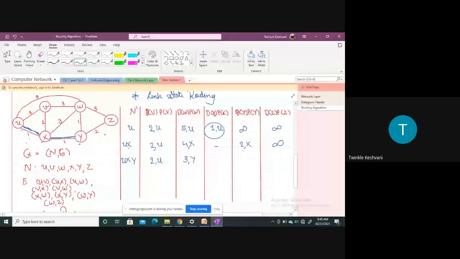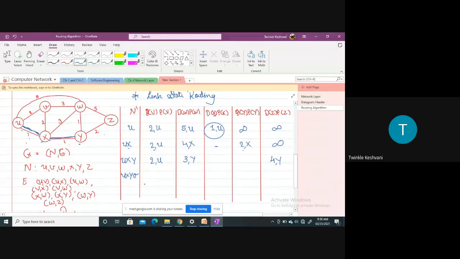So 4, and the predecessor node to reach z is y. So 4 and y, right? Now just observe this row and identify which one has the least cost. That is 2u, that is, v has the least cost. So v will be added. So u, x, y, v. We need to keep this box empty because we are now considering it a visiting node, right?